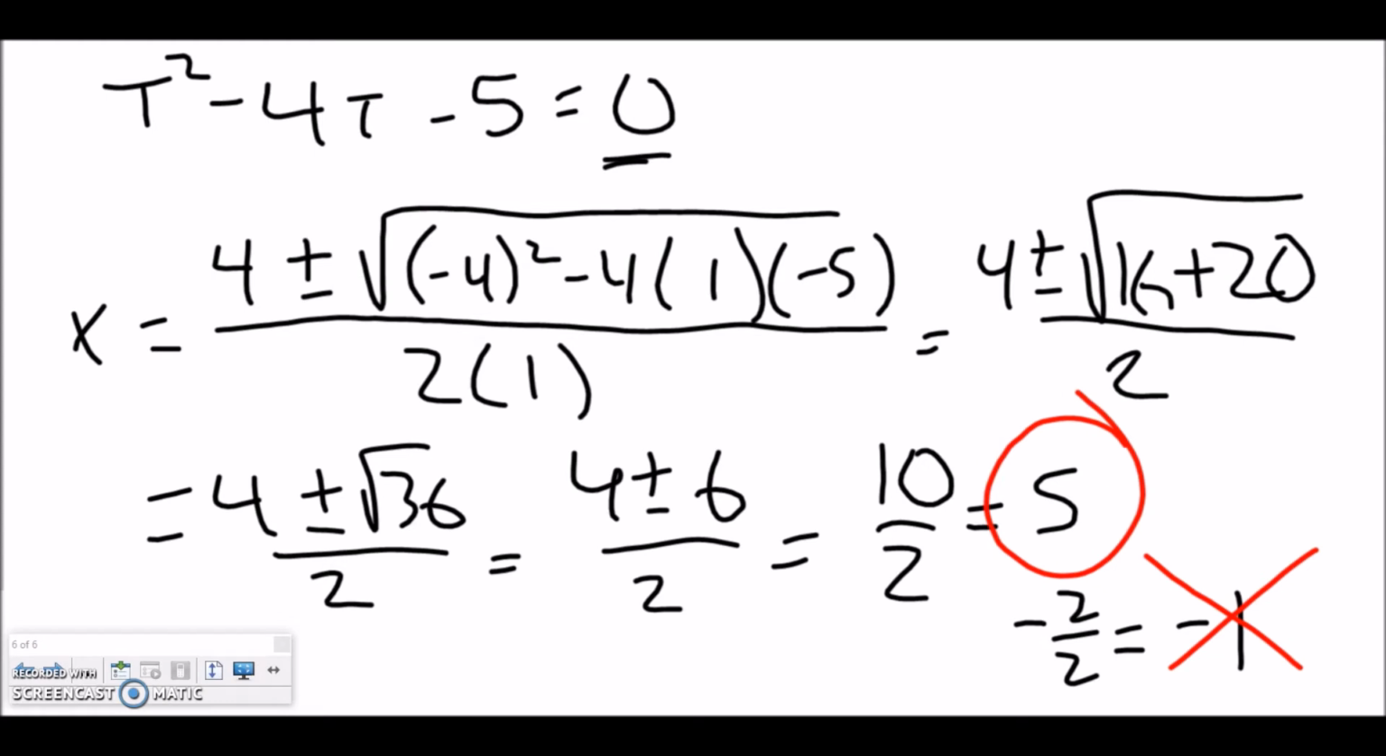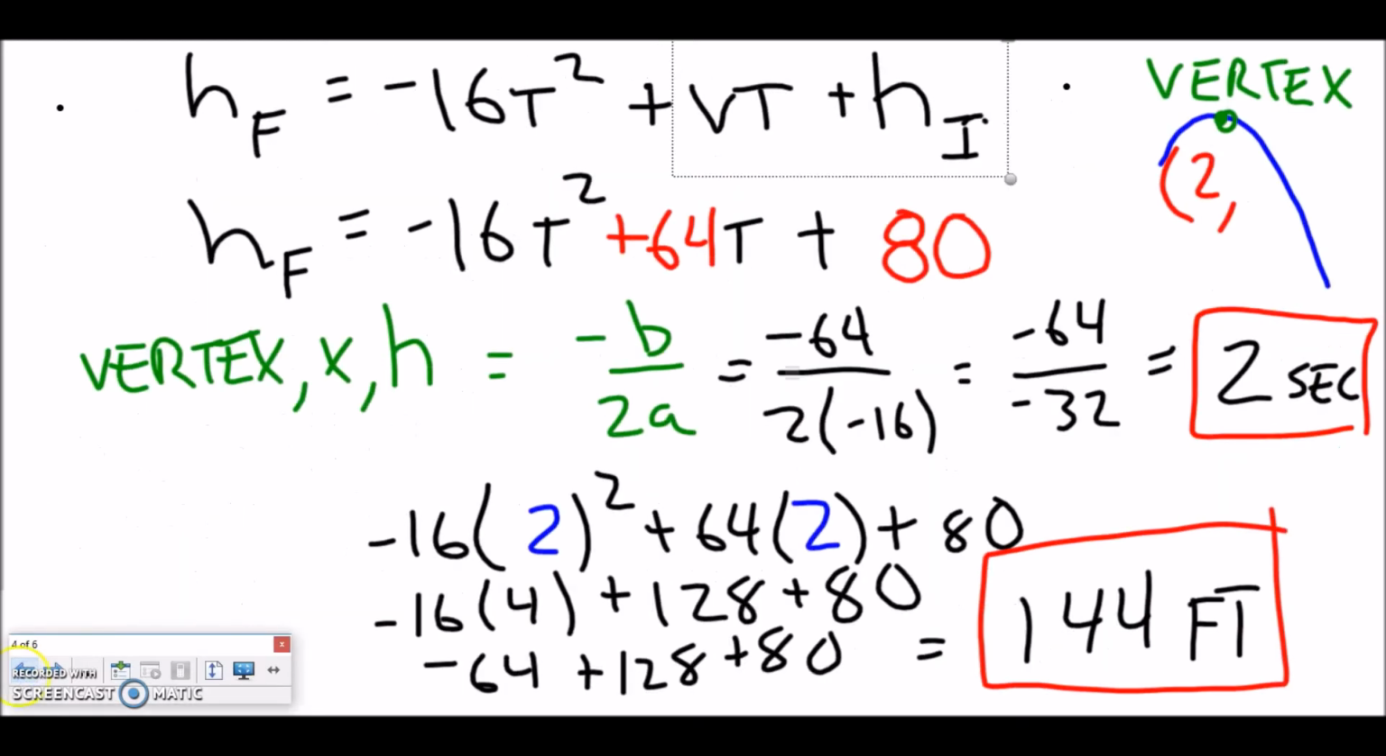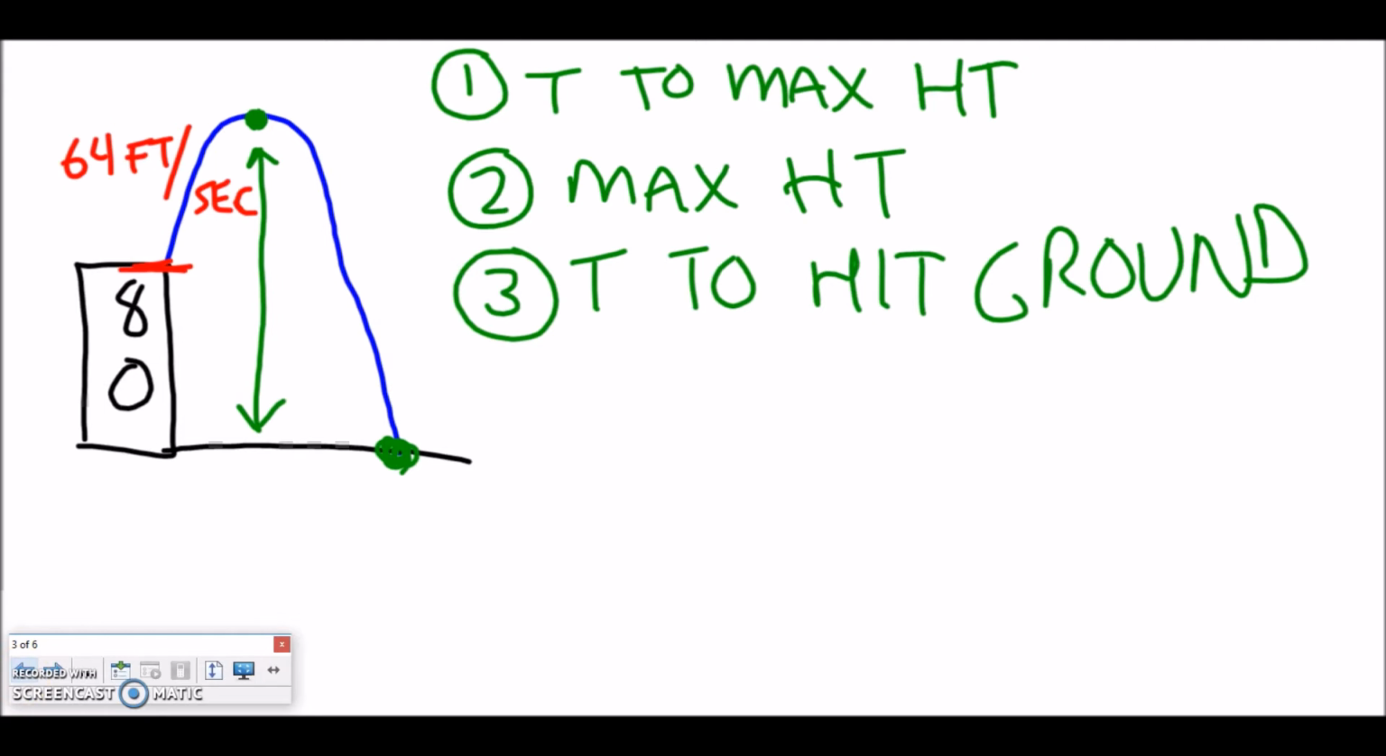So that's how we're going to do these problems. And again, it's your choice. Factor, complete the square, quadratic equation. I will warn you that I will not give you all problems that factor. So you will have to be able to do complete the square or quadratic equation for some of these problems. So again, our ball reached the maximum height in 2 seconds. That maximum height was 144 feet, and it hit the ground in 5 seconds.